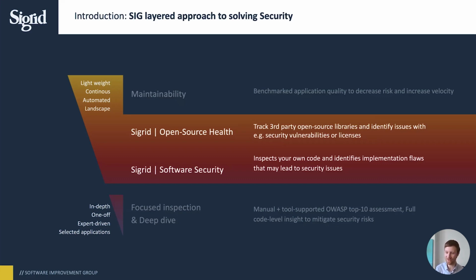So Sigrid can help you identify these kinds of issues in your open source or your code base, so that you can resolve them so they won't be any security risk. What we also offer as SIG, down in the bottom, is even more in-depth security advice, which is outside of Sigrid, but it's a more in-depth analysis. We call this a focus inspection or a deep dive. If you need more help, more guidance, we also offer that. Just reach out to us separately. For now, we'll be discussing these two modules. Let's start with open source health.